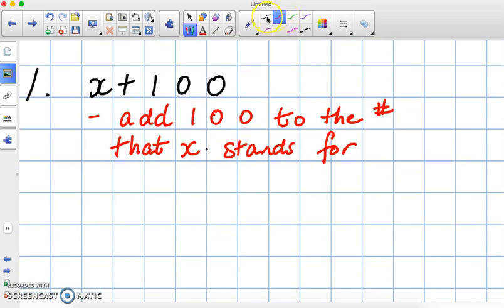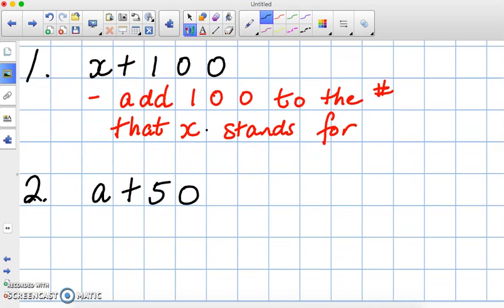Okay, now I'd like you to try an example on your own. I'm going to jot down number 2, and I'd like you to pause the recording after I jot down the example and you try to interpret it yourself. So number 2 is a plus 50. So go ahead, pause the recording, and then when you're finished, play the recording so that you can check your answer with what I have.